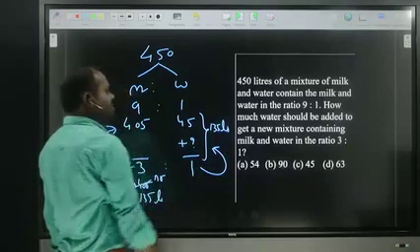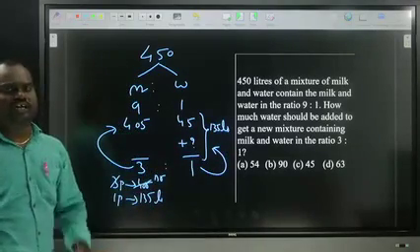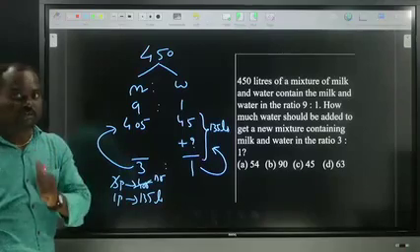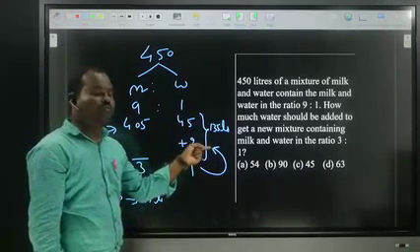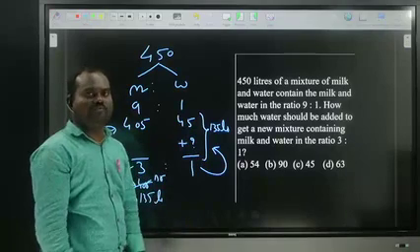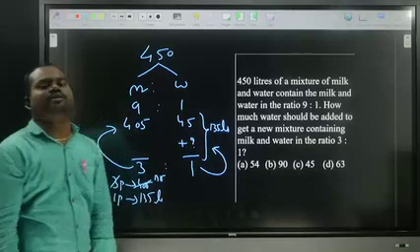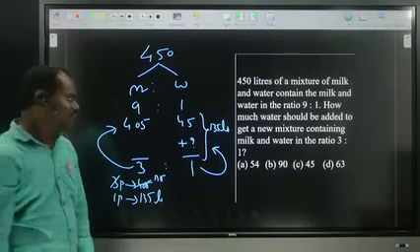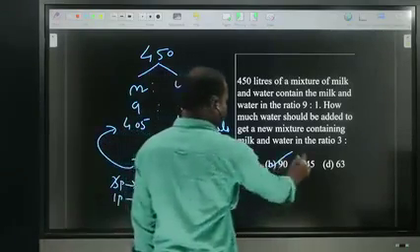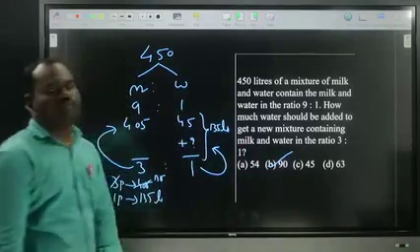When water is 135 liters, you will get the ratio. To get 135, how much water should we add? Already 45 liters is there. To make 135, the difference between 45 and 135 is 90. So we should add 90 liters, and by adding 90 liters we will get our ratio.